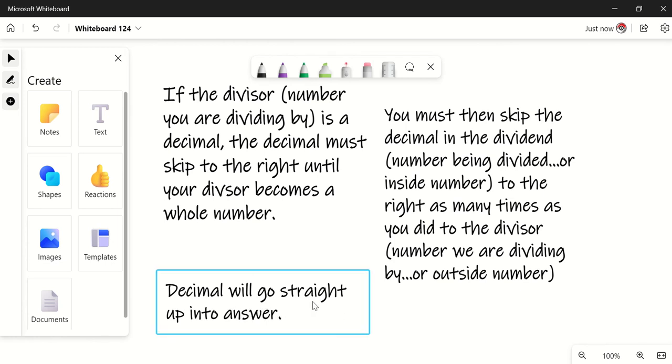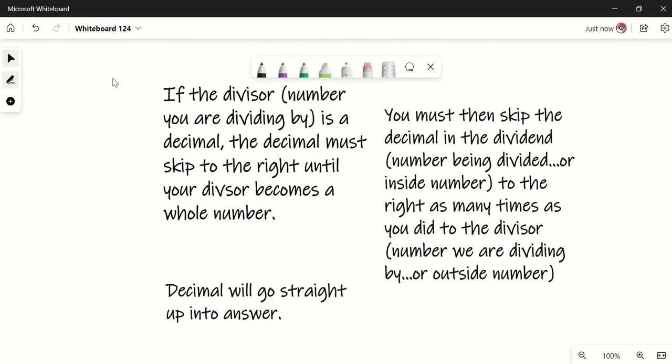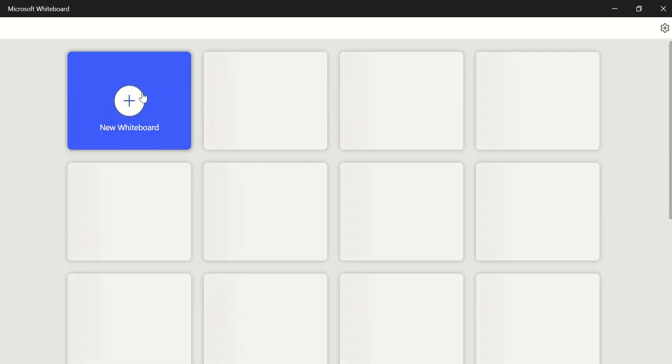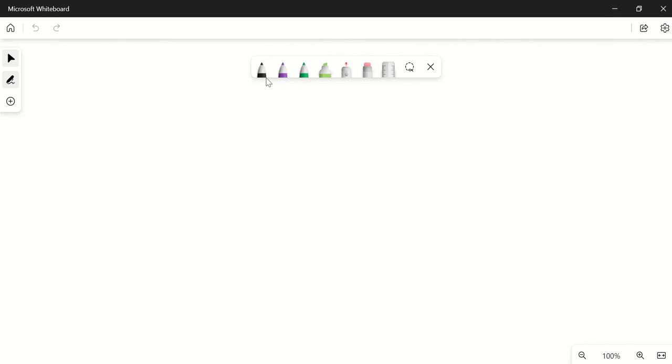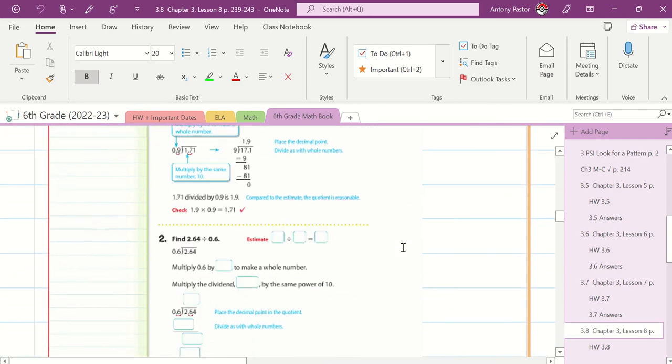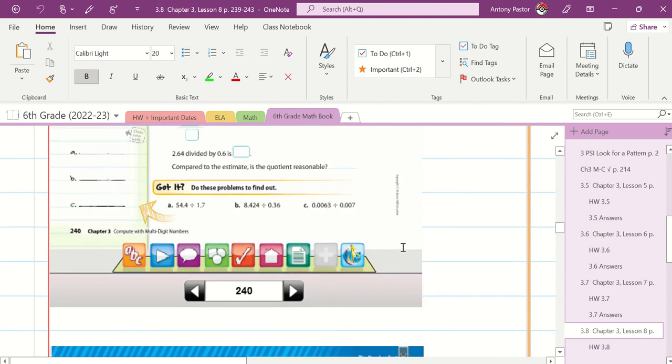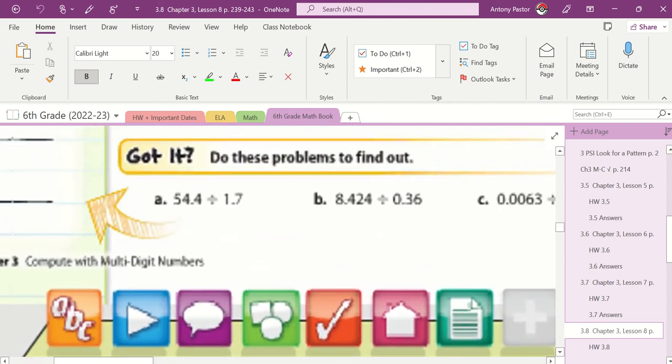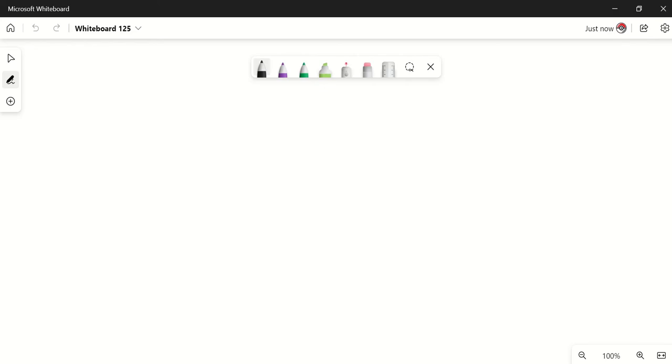Now, let's discuss one thing. What if, so let's do an example from the book, actually. Let's go ahead and do an example from the book. Let's do 54.4 divided by 1.7. 54.4.